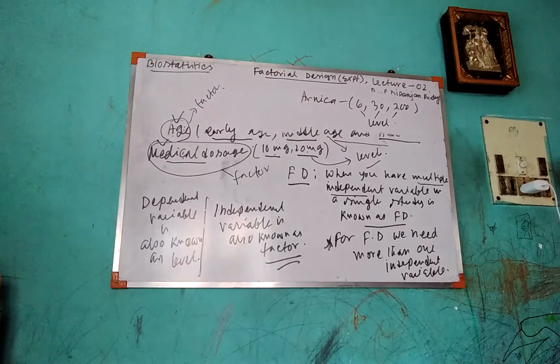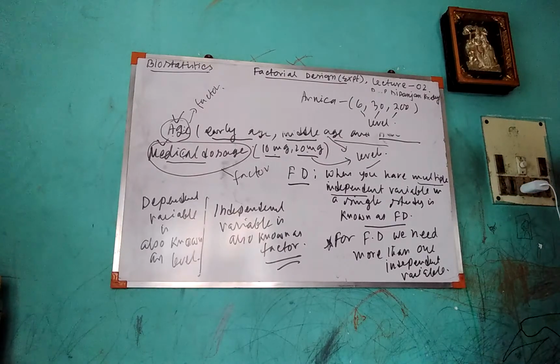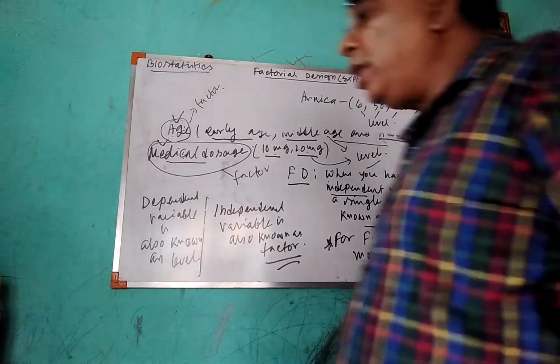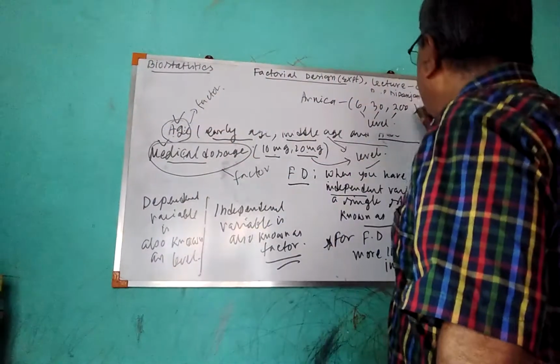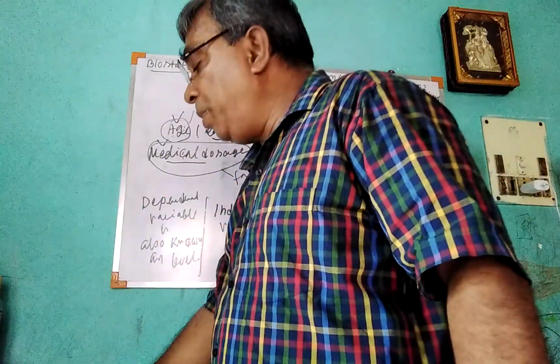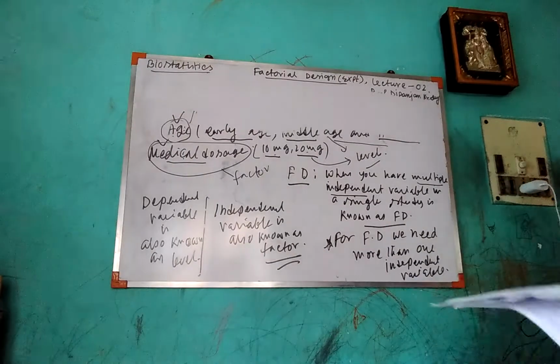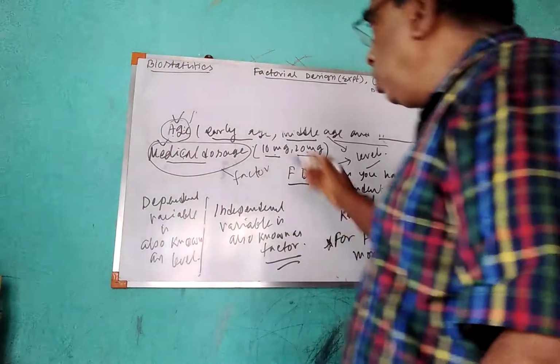Another example of factor and level. Suppose different doses of nitrogen are applied to a crop. Then nitrogen is a factor, and different doses of nitrogen are levels of the factor. This is a very important example.